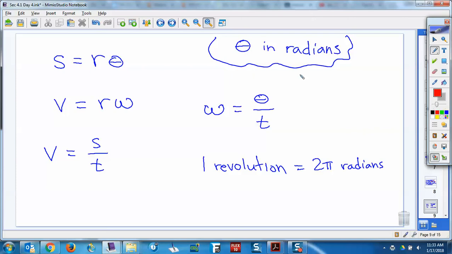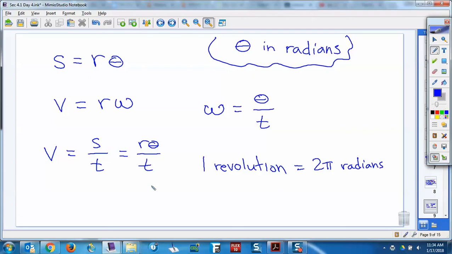If you think about it, if linear velocity is S over T, let's replace the S with R theta. Actually, if you want to, you could do this. I just replaced the S with R theta. And now if you look at this, what do you got? R times theta over T. Well, theta over T is omega. So R times theta over T is the same as R times omega. So that's where that one comes from. They're just combinations of each other, is all they are.